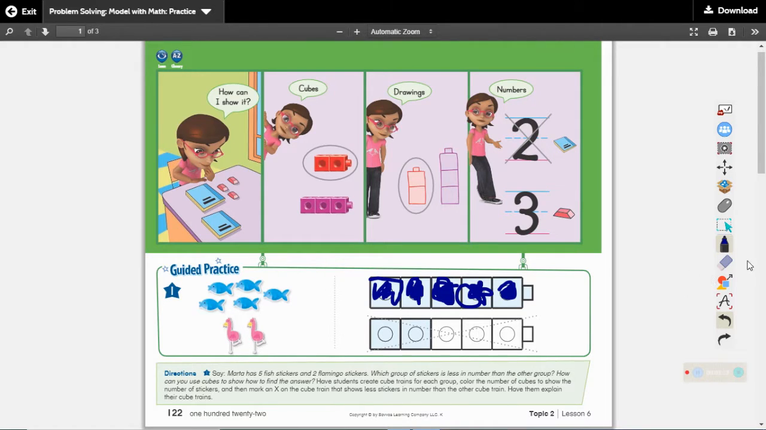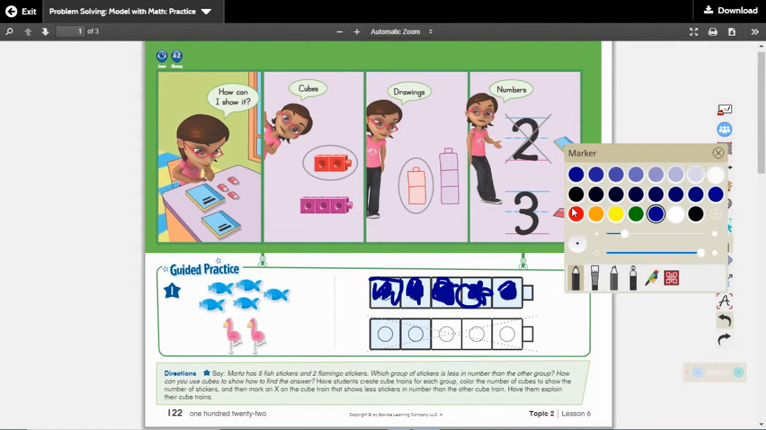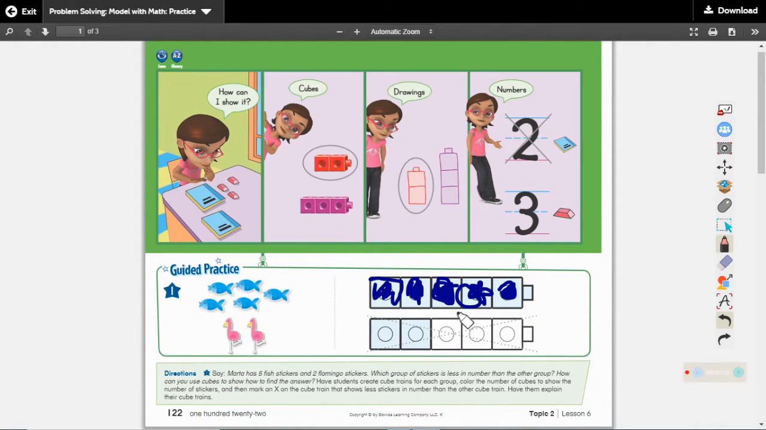Now, our flamingos are pink. So, pick up your pink crayon. And how many flamingos do we have? 1, 2. So, we're going to color 2 of our cubes pink.